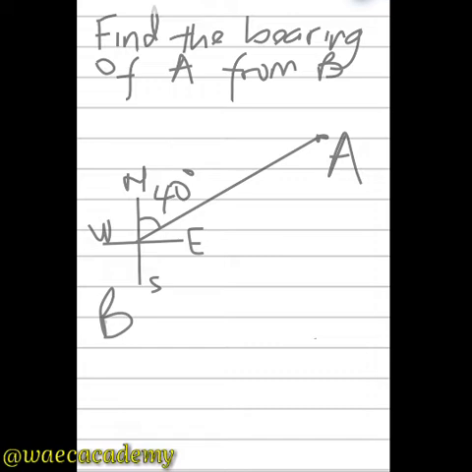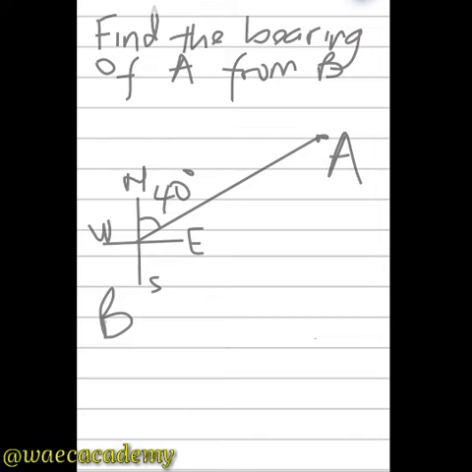Always remember, if the question says find the bearing of A from B, it means the starting point has to be B. Again, let me explain that. If you are told find the bearing of A from B, it means you are at B, trying to go to A. What direction are you going to face if you want to go to A? It's like saying, I'm at home, I'm trying to go to school. What direction is my school from my house? That is why your house is the starting point.